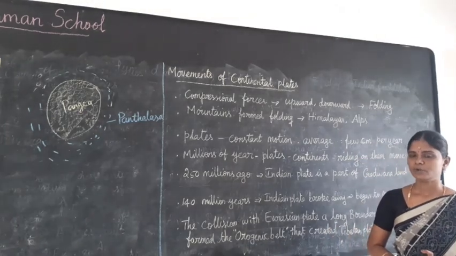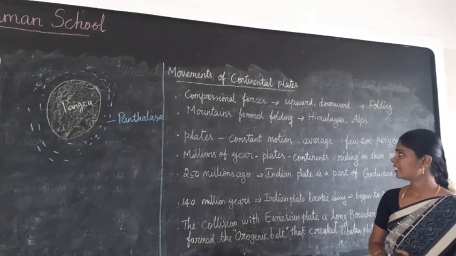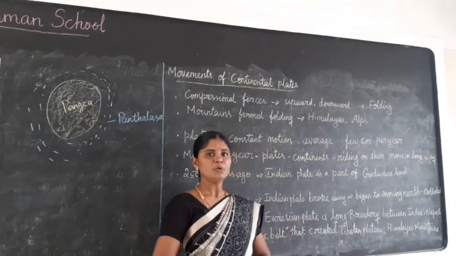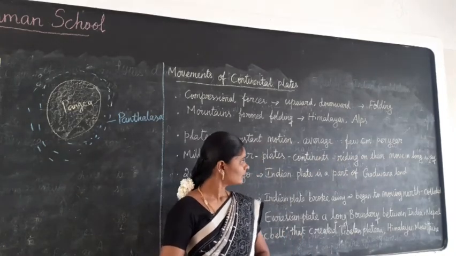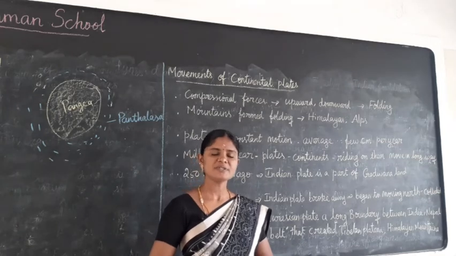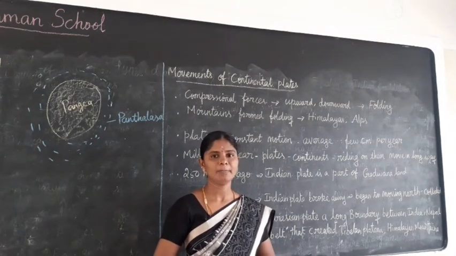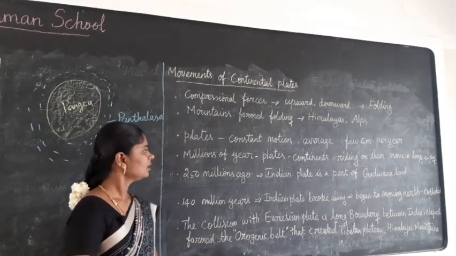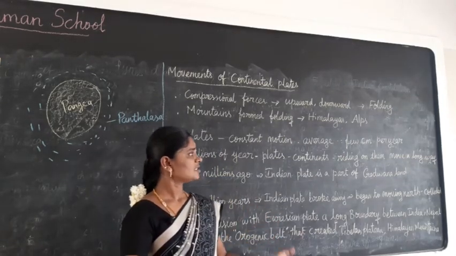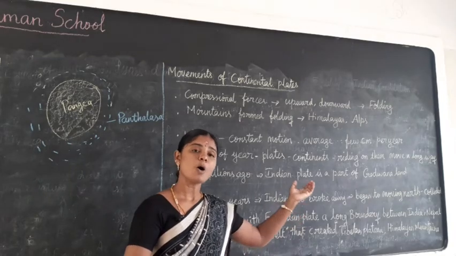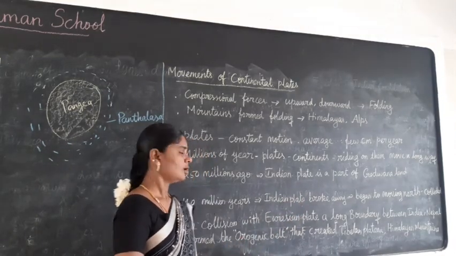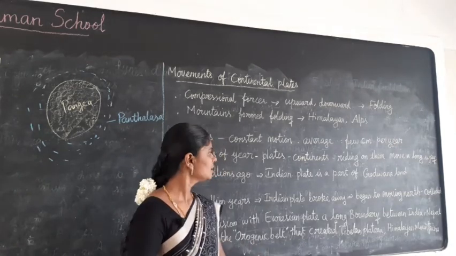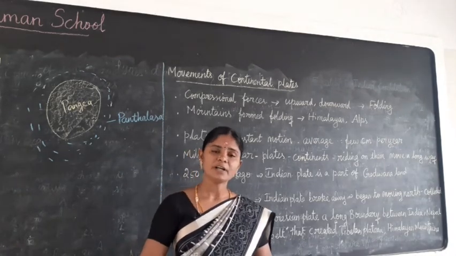According to plate tectonics, the plates are in constant motion. The average rate of movement is a few centimeters per year, but over millions of years the plates and the continents riding on them move a long way. 215 million years ago, the Indian plate was a part of Gondwana land.